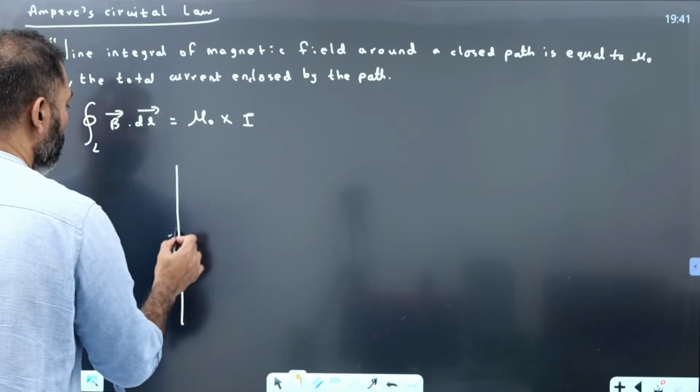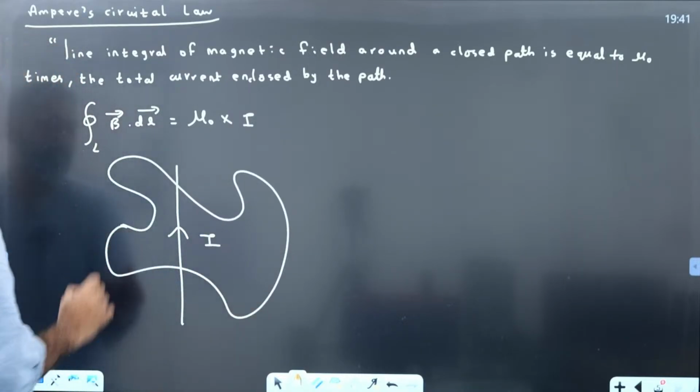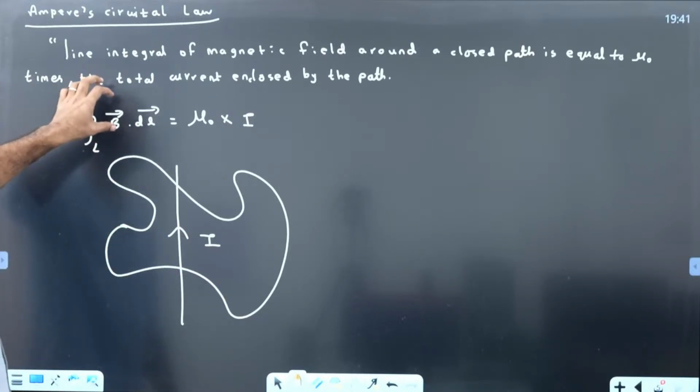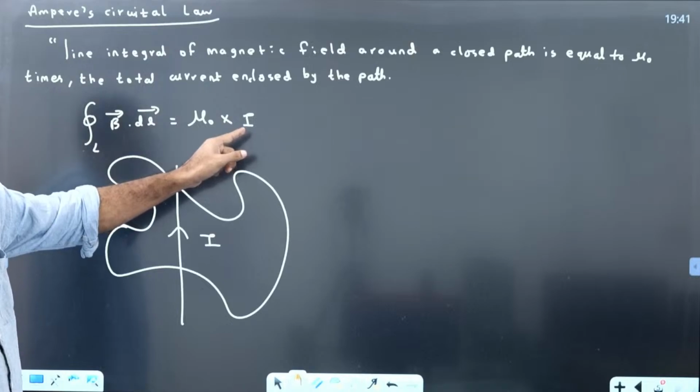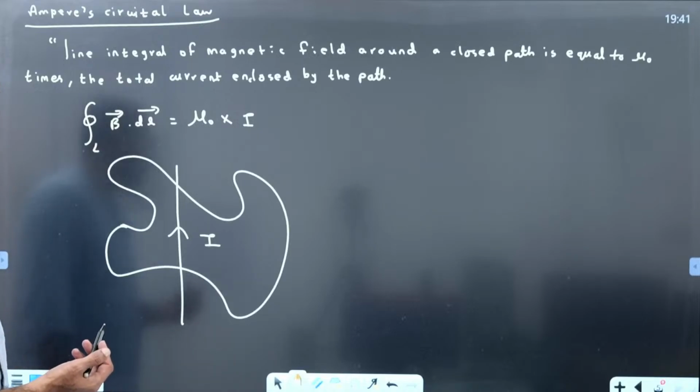See, this is a long straight current carrying conductor. I am considering a closed path surrounding the current carrying conductor. The magnetic field inside that closed path is equal to what? Mu 0 times the total current. We have seen this Ampere's circuital law. Any doubt in the Ampere's circuital law?